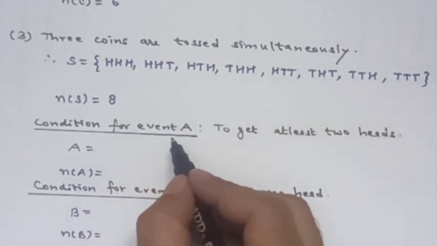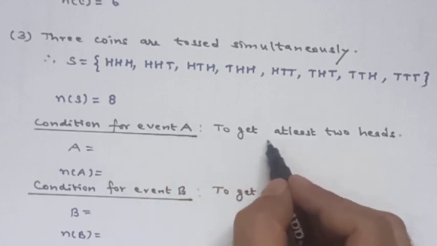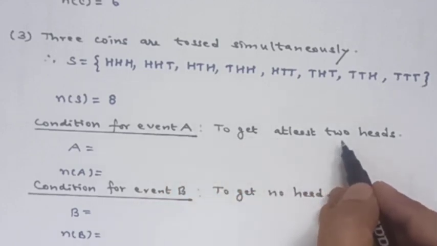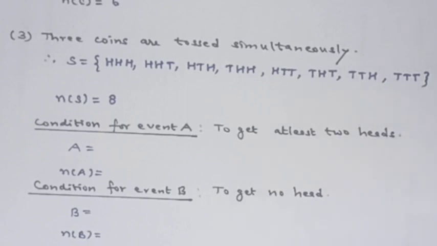Condition for event A: to get at least 2 heads. The terms at least or at most are very important. Try to understand. When I say at least, your choice is more than that. And when I say at most, the upper boundary is fixed. Now here it is said at least 2 heads. So you can have 2 heads or more than that. So you can have 2 heads or 3 heads. So look at this.